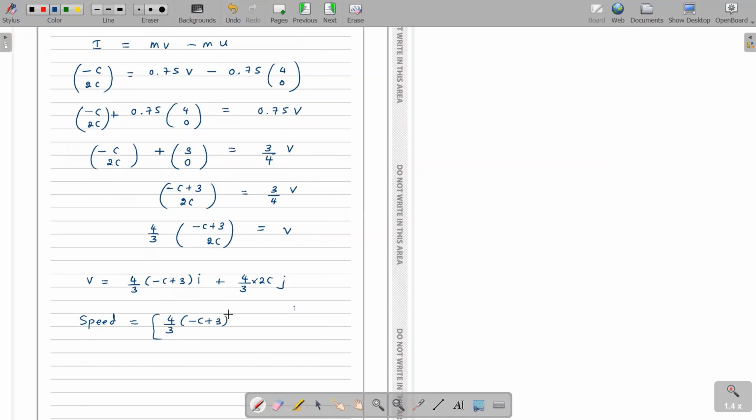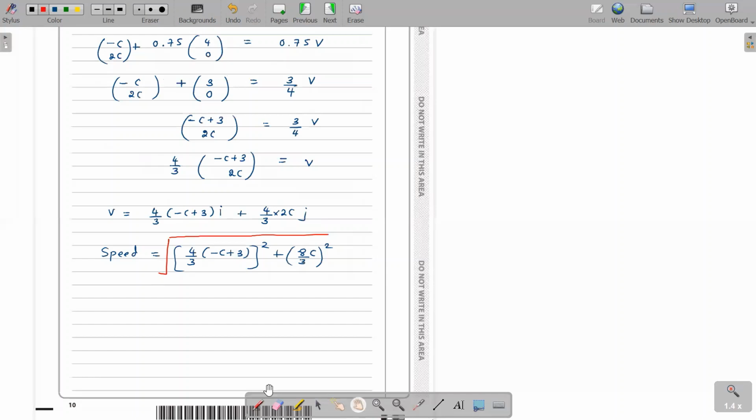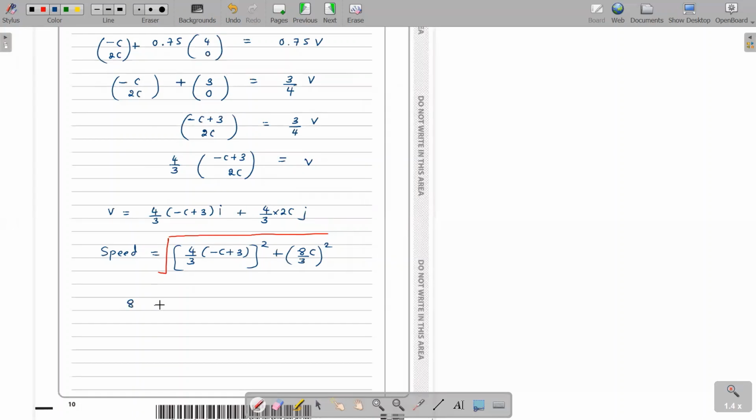You square your components, right? I square, this is 4 over 3 into 2 is 8 over 3, 8 over 3 c. So this guy is squared, and the square root of the whole thing is the speed. So speed is 8. I'll remove the square root by squaring this side. And I end up getting 4 over 3 squared, inside the root, I have 4 over 3 (minus c plus 3) squared, which gives me 16 over 9 (minus c plus 3) squared, and I get 8 over 3 c when I square it, 64 over 9 c squared. Are you with me?